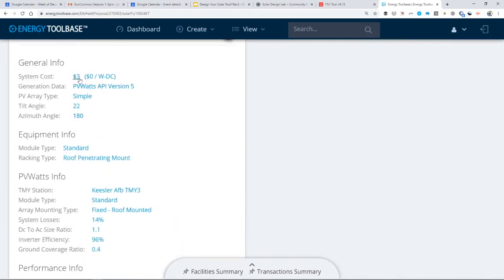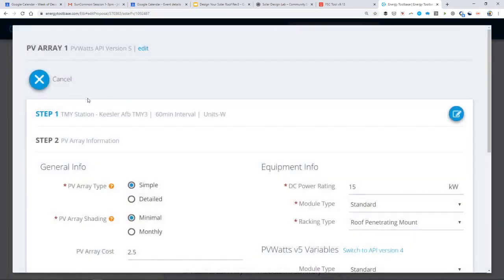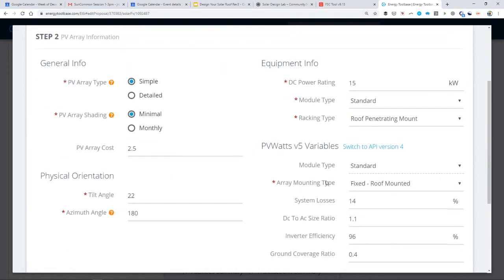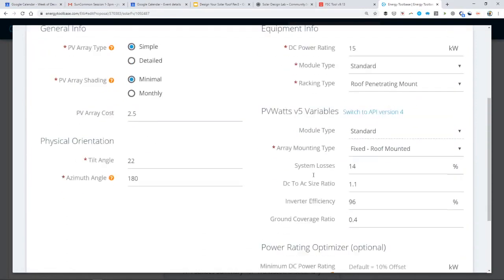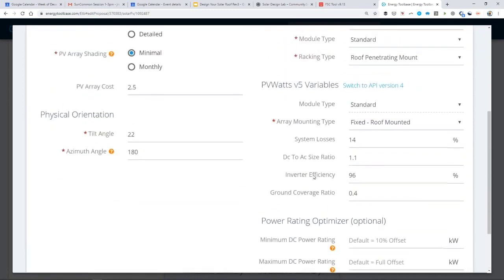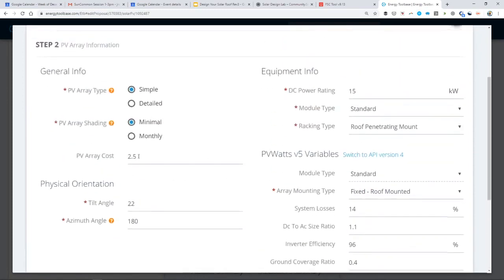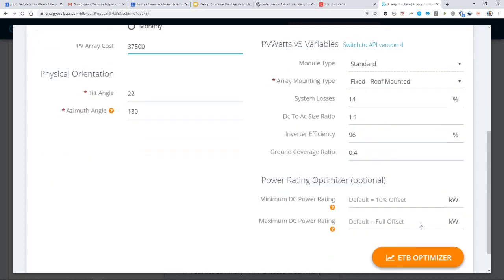You know why that is? Because I put $3. Well, I thought I was putting $3 a watt. I put $3. Well, the system is not going to cost $2.50 for a 15 kilowatt array. That's going to be a $37,500 system.